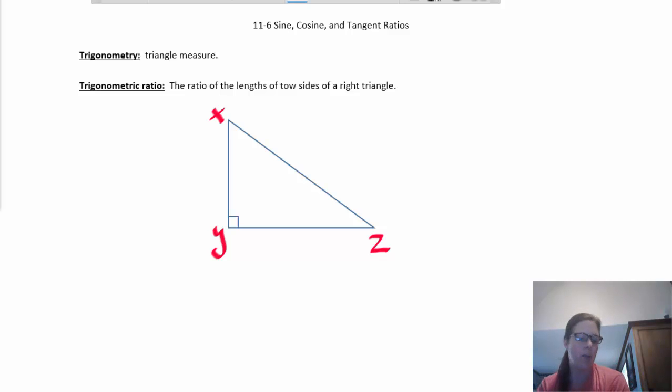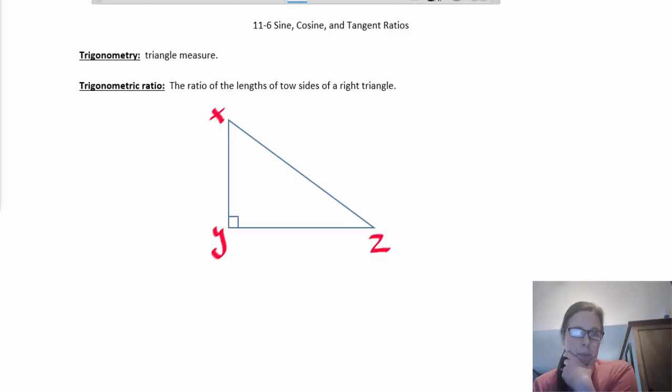Okay, today we are going to do 11.6, and I'm getting my calculator out, sorry. Sine, cosine, and tangent ratios. Now we are just going to touch the surface of what sine, cosine, and tangent are. When you do geometry and algebra 2 and stuff like that, you'll really get into it more.